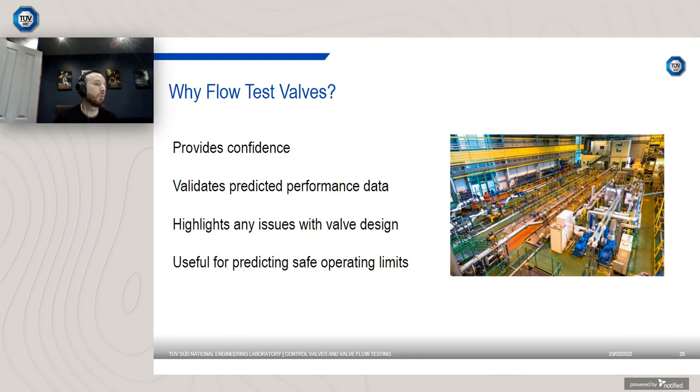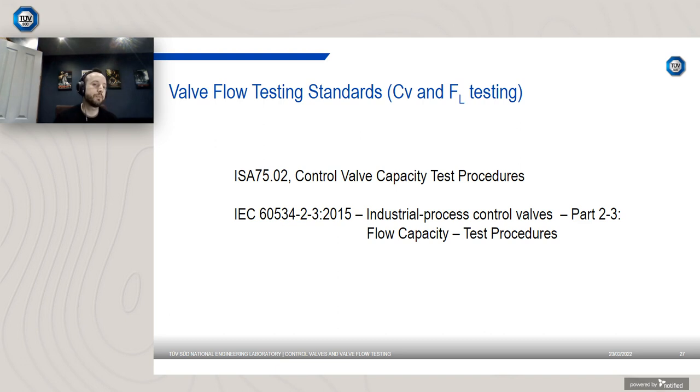It's also quite important for predicting safe operating limits. This is where we test for the pressure recovery factor, which can be used to check if you're at risk of choking the flow or developing cavitation. There are two main test standards when it comes to establishing the flow coefficient and pressure recovery factor of control valves. The main one is the ISA 75.02 control valve capacity test procedures. But these both essentially describe the exact same test procedure.